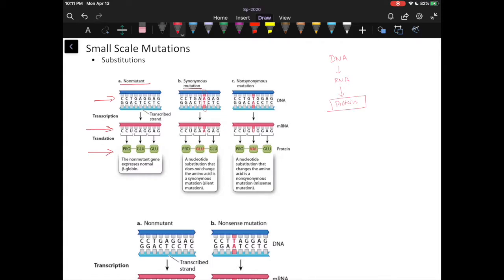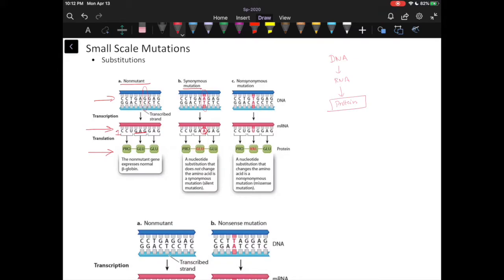this highlighted part right here in red, this A and T, is changed from the non-mutant, which was a G and a C. When that change is made, we're going to have a different base in our RNA for our second codon. Let's say this is our first codon, and this is our second codon right here, the GAG. For a synonymous mutation, our second codon is going to be GAA.